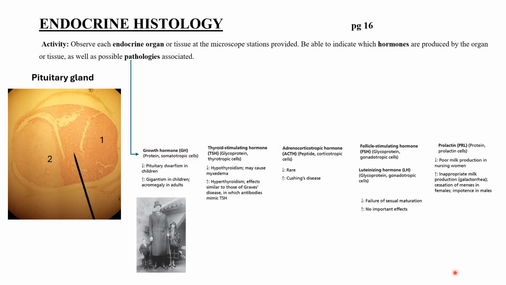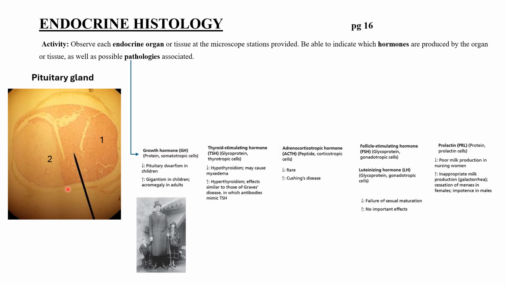Now let's talk about the endocrine histology. What we expect from you is that you are able to recognize the endocrine organ under the microscope. You have to name the endocrine gland, know which hormone is secreted by that gland, and know about the pathologies, what can go wrong in that gland. So this is how the pituitary gland appears under the microscope.